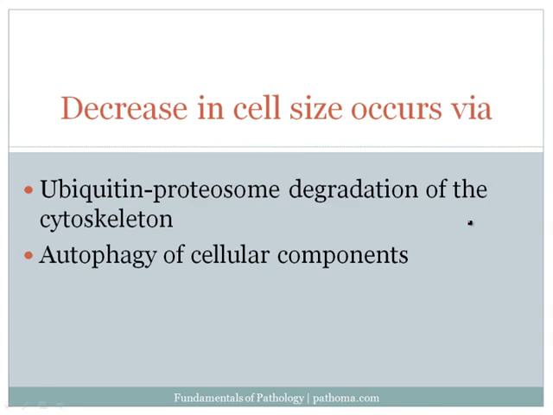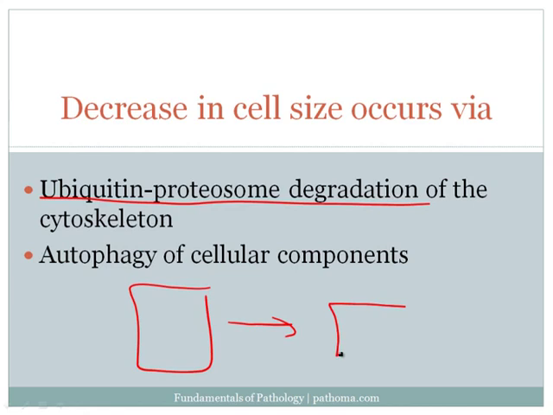A decrease in cell size is going to occur by 2 primary mechanisms. The first is something called the ubiquitin proteasome degradation pathway. Now, what's the idea here? Well, recall that if you've got a cell that's this big, and you want the cell to shrink down to something that's smaller, in order for the cell to shrink, this skeleton, called the cytoskeleton, that was maintaining the size and shape of the cell, has to be broken down so that the cell can become smaller. The mechanism by which the cytoskeleton is broken down is called the ubiquitin proteasome degradation pathway.